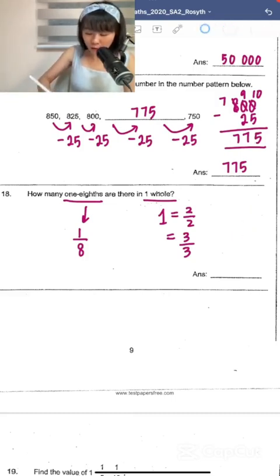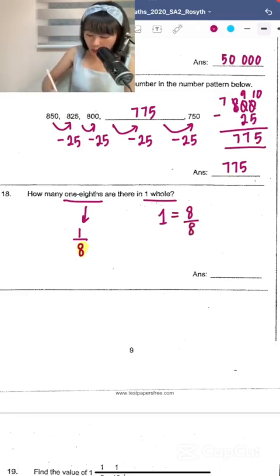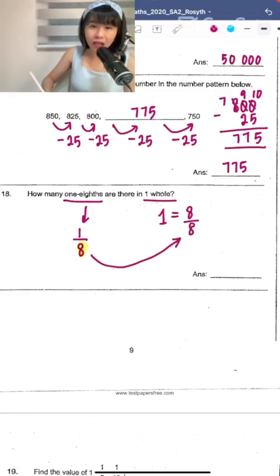Okay. Now, if right here they want how many 1/8, then you should cut into 8 parts, right? So if you cut into 8 parts, your one whole should be 8 out of 8. Okay, how many 1/8 are there in 8 out of 8? You should have 8 of them, isn't it? Okay, so your answer is just 8.